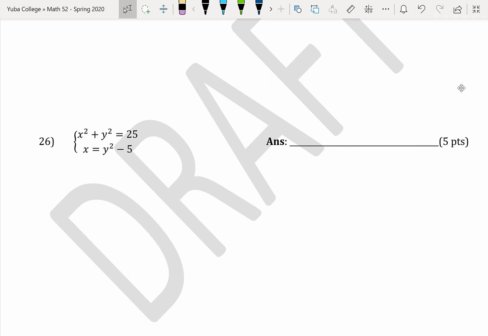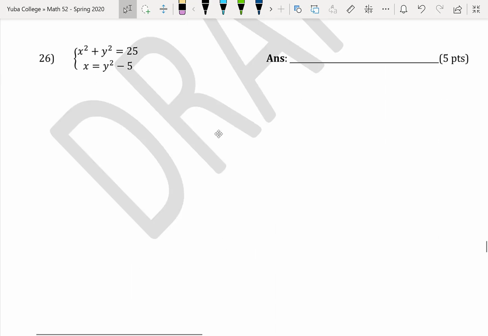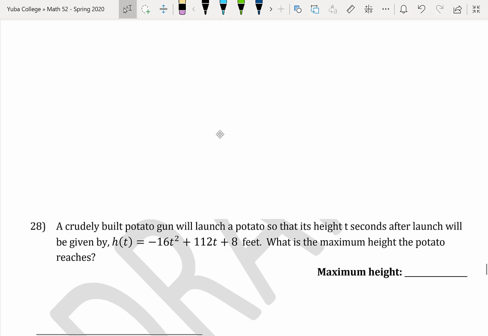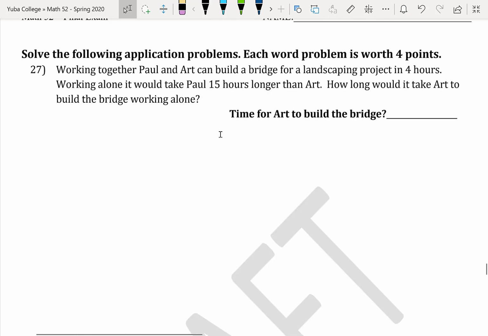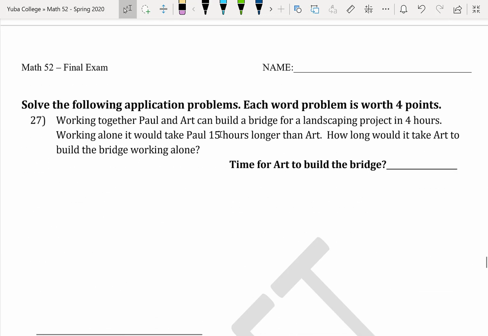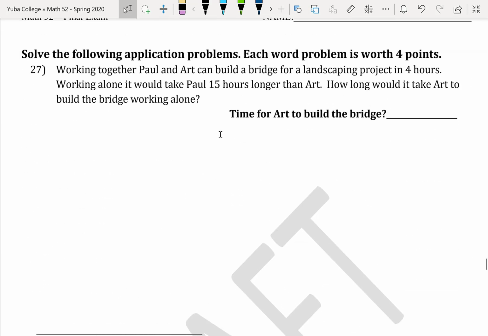So we've got a couple word problems to go through. Working together, Paul and Art can build a bridge for a landscaping project in 4 hours. Working alone, it would take Paul 15 hours longer than Art. How long would it take Art to build a bridge working alone? Okay, so working alone, it would take Paul 15 hours more than Art.